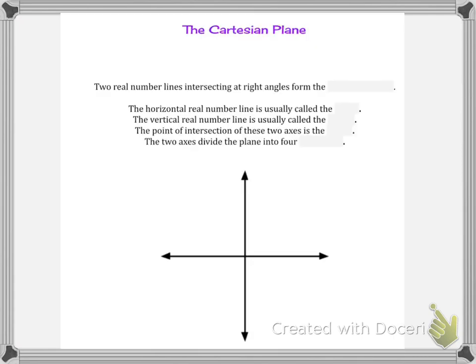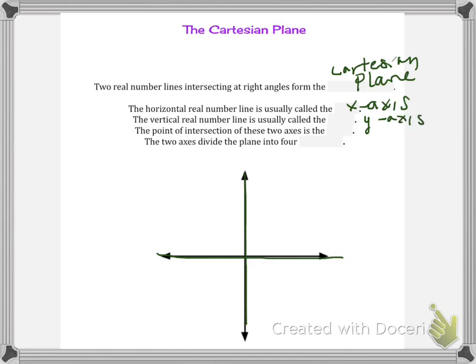Just as a quick review of the Cartesian plane, two real number lines intersecting at right angles form the Cartesian plane. The horizontal real number line is called the x-axis. The vertical real number line is called the y-axis. And the point of intersection of these two axes right in here is called the origin.